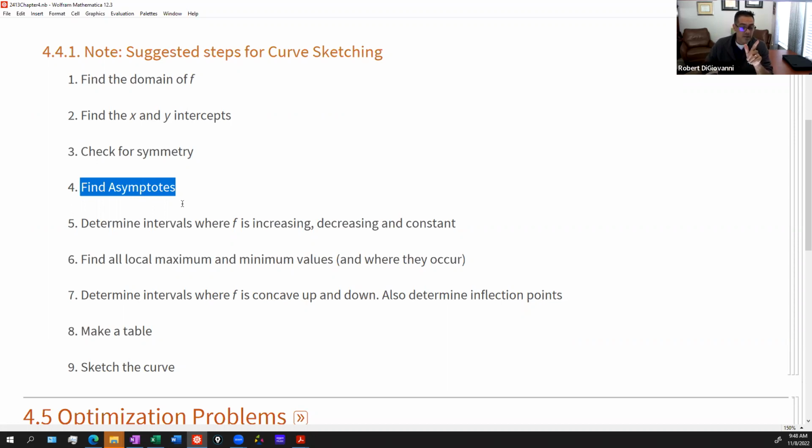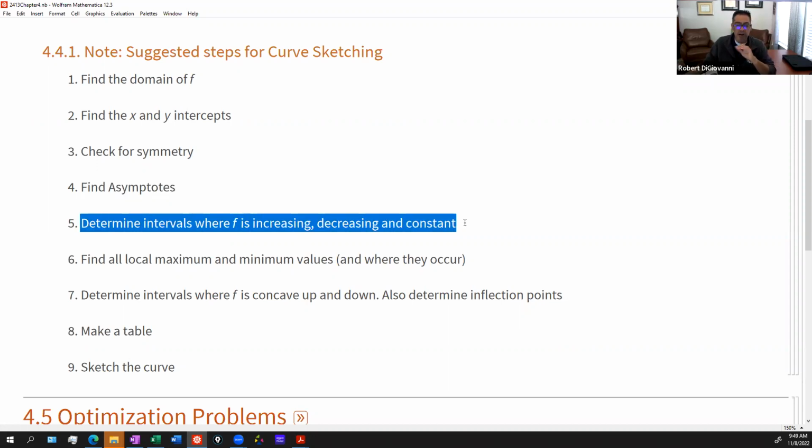Then we start kicking in step 4, we can kick in calculus there too, because we've found asymptotes in this class by taking limits as x goes to infinity and negative infinity. That tells us what's happening at the end of the function. So we can start using calculus in step 4 to find asymptotes.